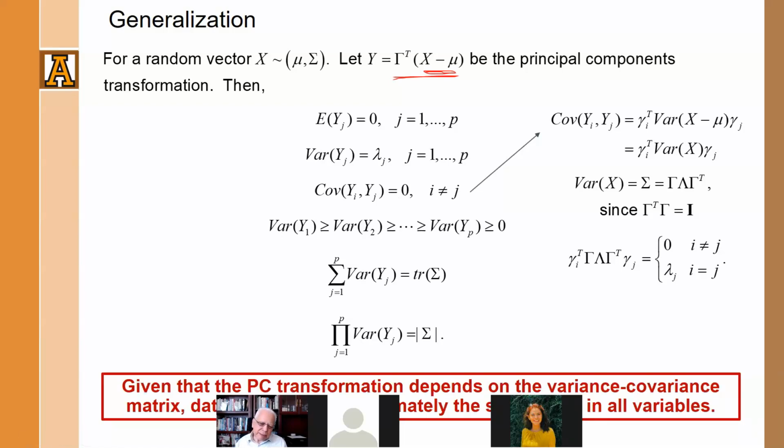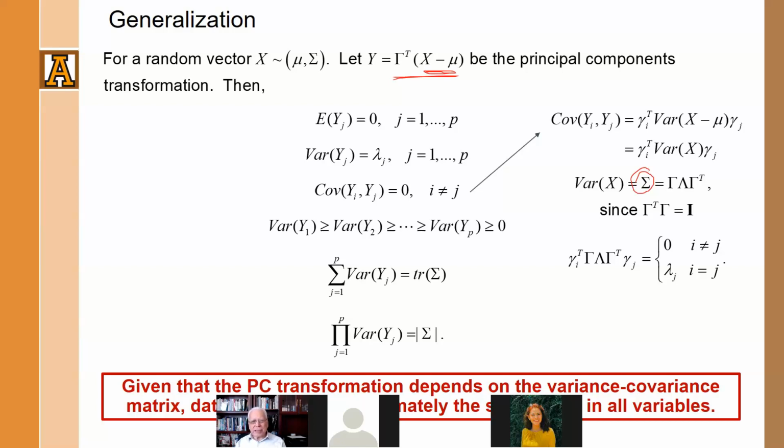Now, the principal component transformation depends on what? It depends on this matrix, on sigma. And that matrix is highly influenced by the units of measurement that we have. So when we do principal component analysis, it's very important to standardize the variables. If all the variables that we have are roughly in the same range of values, and the units of measurement are relatively similar, then it's not strictly necessary that we do that.